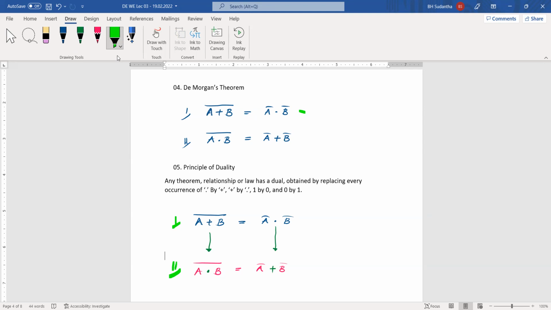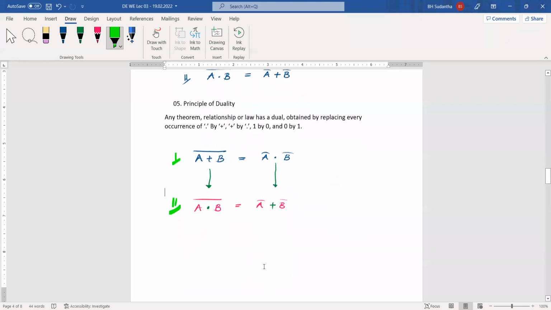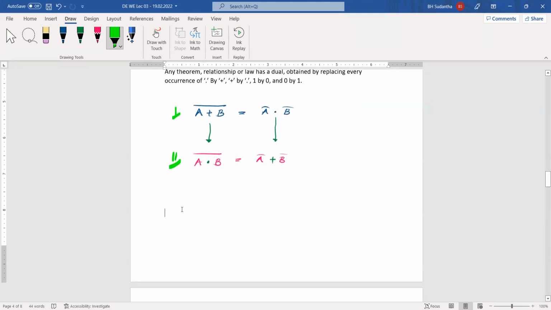Okay. You can apply this for any kind of theorem. It doesn't matter. Okay, next one.